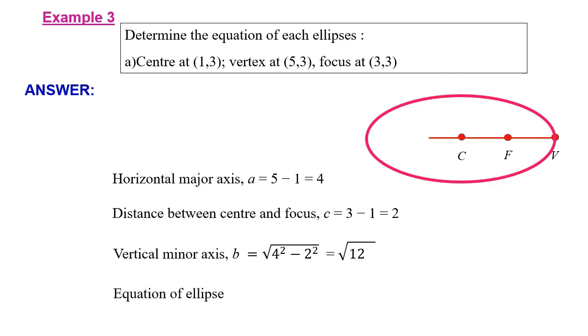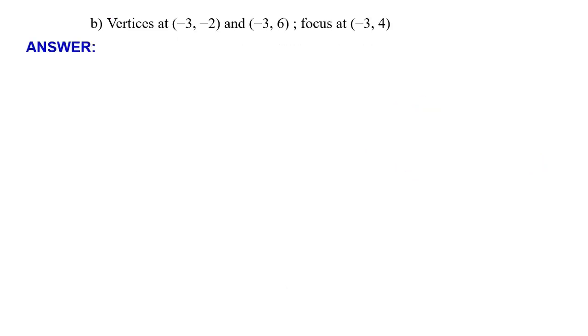And then the equation of the ellipse would be (x minus 1) squared, from the center of the ellipse (1, 3) already given, over 4 squared, that is 16, plus (y minus 3) squared over 12, equals 1. Okay, so next, for question B.